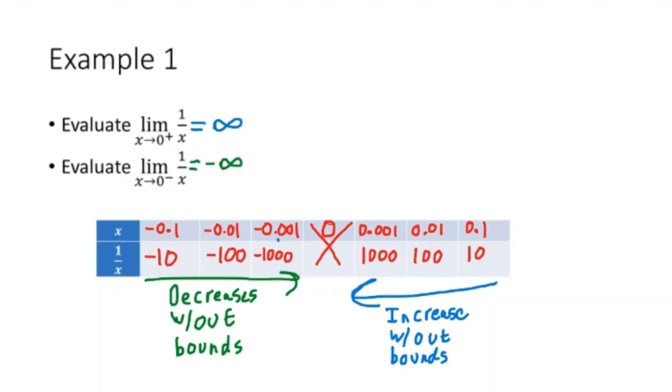Since we used infinity to denote increasing without bounds, we're going to use negative infinity to denote that our limit is decreasing without bounds. We're using infinity and negative infinity not just to state that the limit does not exist, but we're describing the reason why it does not exist. When we're using infinity, we're stating that the limit is increasing without bounds. With negative infinity, we're describing that the limit decreases without bounds.